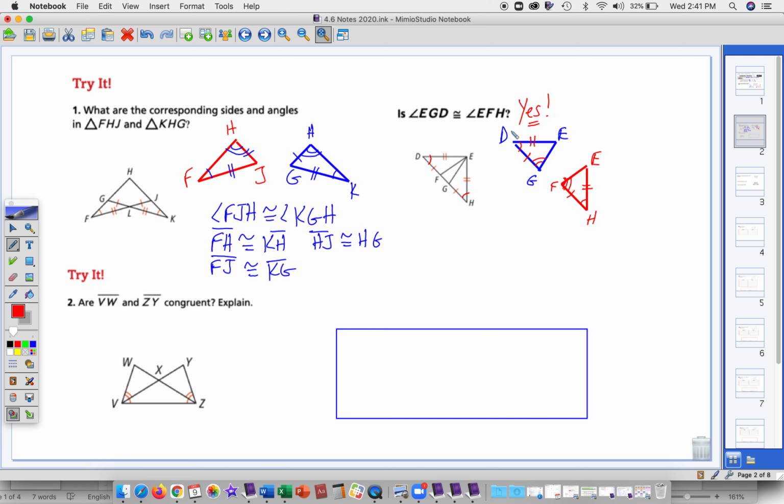Okay, and that's how we use CPCTC. Once we say that the triangles are congruent, any corresponding parts are then congruent. So I want you to try this problem. Pause the video and determine if VW and ZY are congruent, and then write a little explanation of why you think they are or why you think they aren't. When you're done, come back and we'll compare solutions.